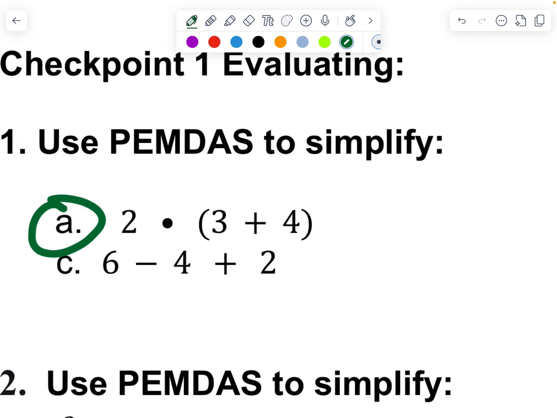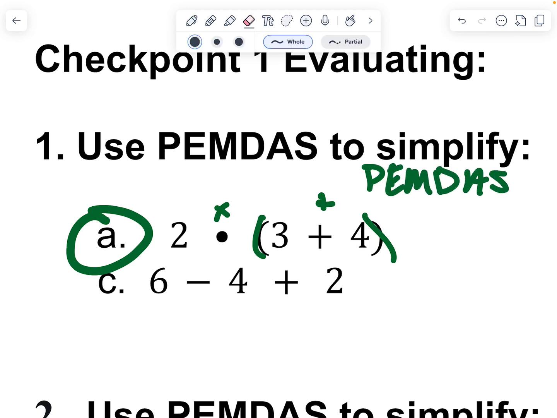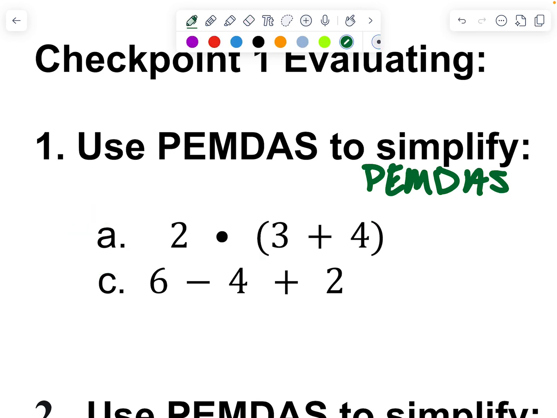So for instance, if I look at this first problem, I have multiplication, addition, and parentheses. And so if I am looking at PEMDAS, parentheses is the first thing I need to do. So I am going to do the operation inside the parentheses. That operation is addition. So this simplifies to 2 times (3 plus 4), which is 7. So now I am left with 2 times 7.